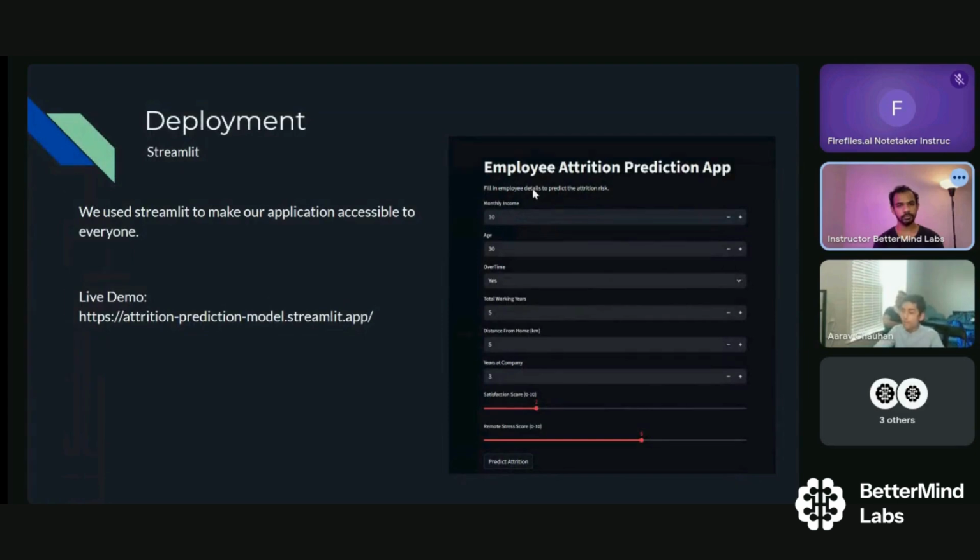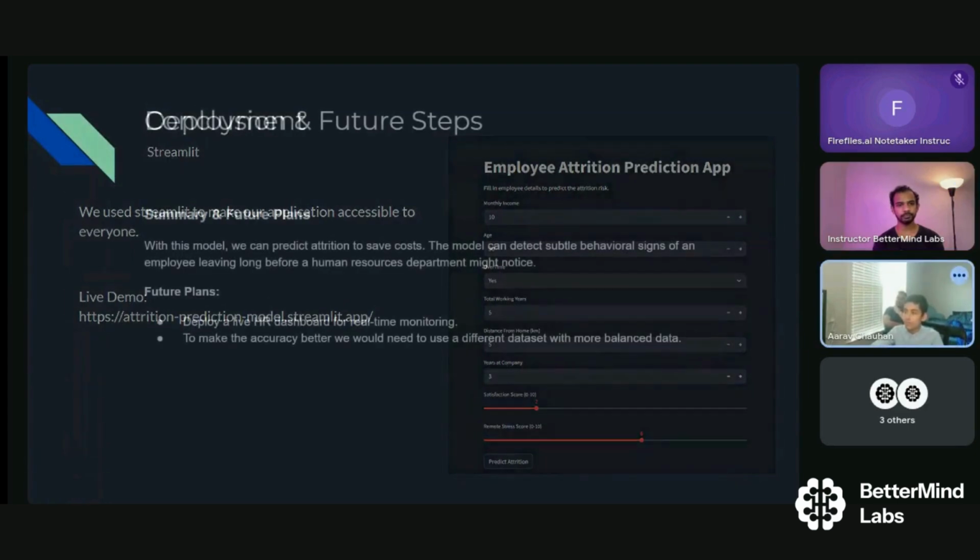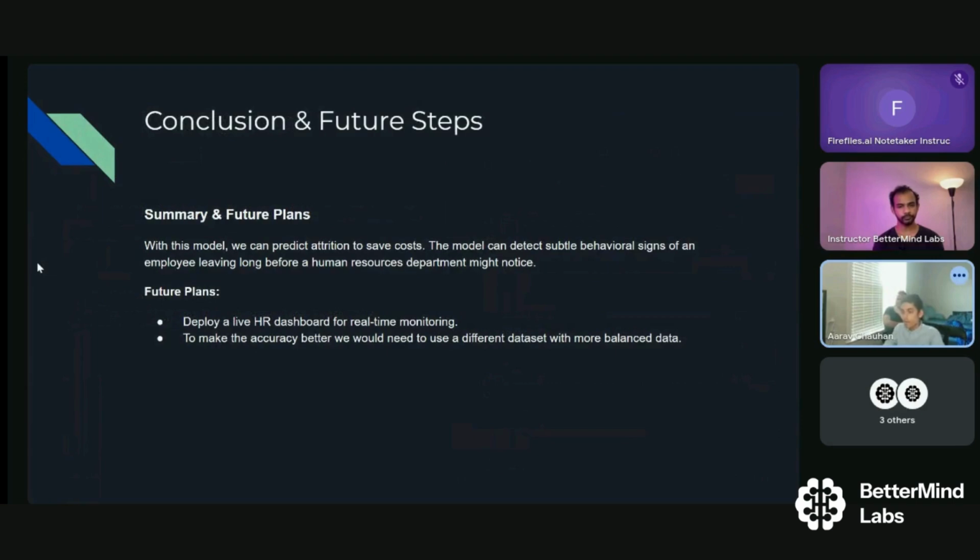Now, future steps and conclusion. With this model, we can predict attrition to save costs and be more efficient than HR. For future plans, we can deploy a live HR dashboard for real-time usage. To get higher accuracy, we can find a bigger and better data set with more balanced data.